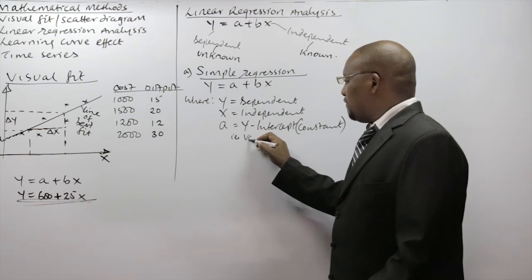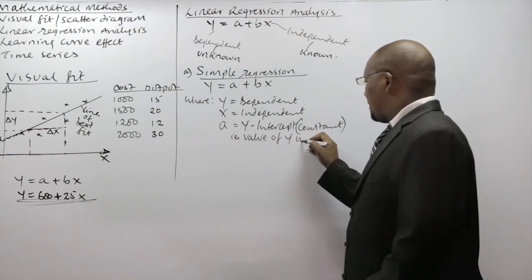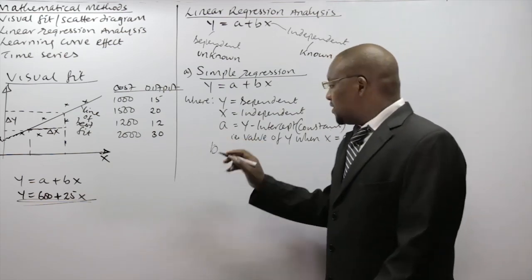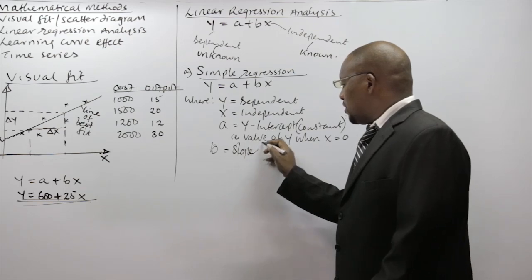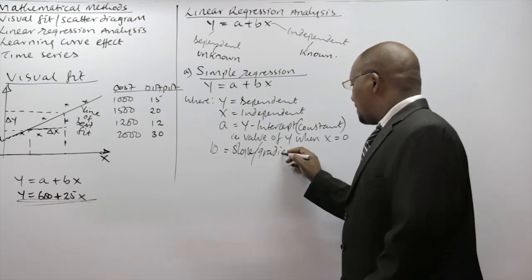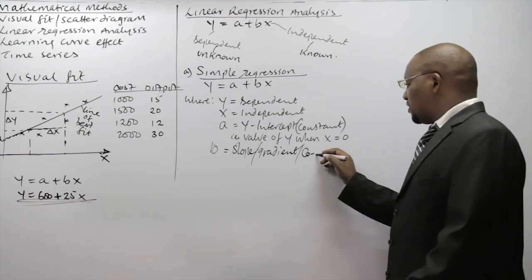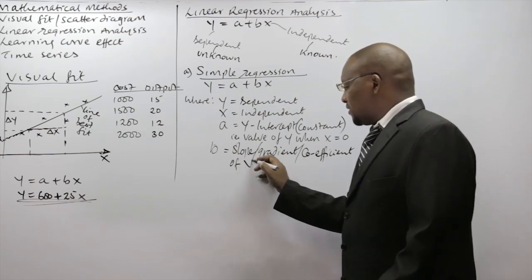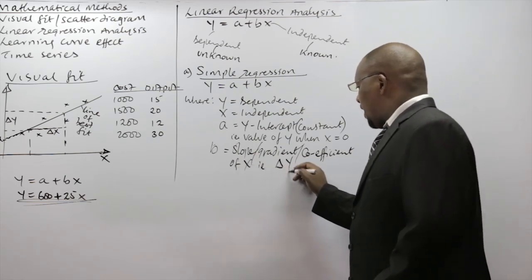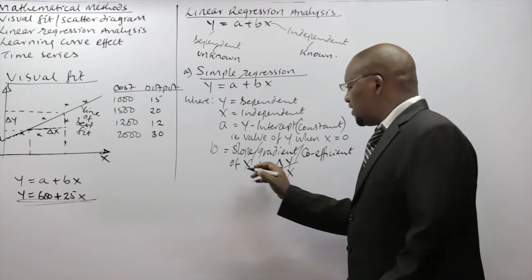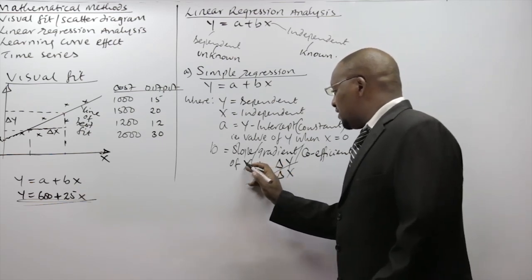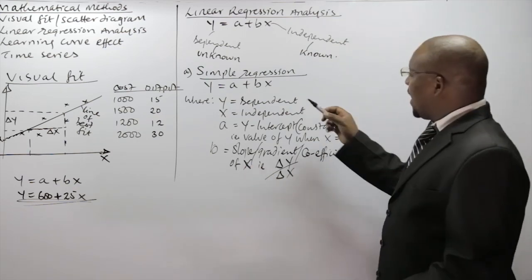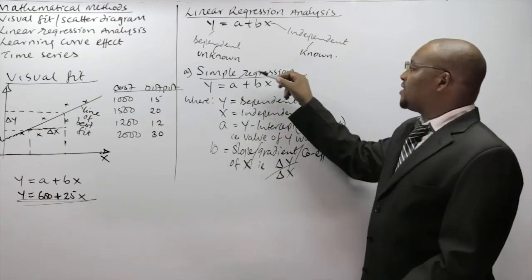That is the value of y when x equals 0, while b is the slope, or what we call the gradient, or even what we call the coefficient of x. That is change in y over change in x. We can also get it through changes. If we have the data for x and y, then you can say the change in y over change in x. Now, we are having one independent variable. We are calling it a simple regression.